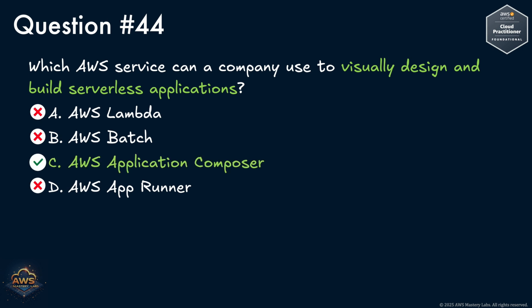Option C, AWS Application Composer. AWS Application Composer is designed specifically to visually design and build serverless applications. It allows users to drag and drop AWS services like Lambda, Step Functions, SQS, and more onto a canvas.